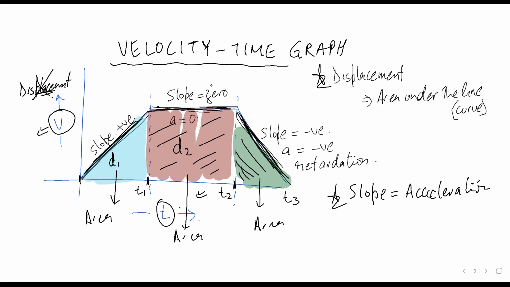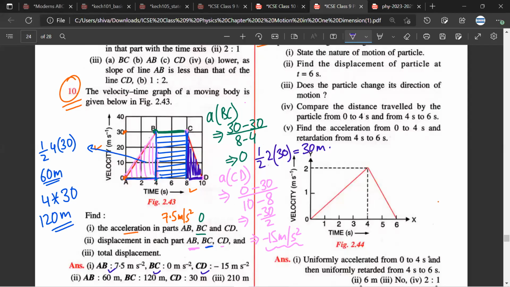And the third part they are asking is to find the total displacement. The total displacement would be the sum of these. We know the area of this, this, and this, so we'll just add these three. So 60 plus 120 plus 30 is equal to 210 meters. Have you understood, Chris?